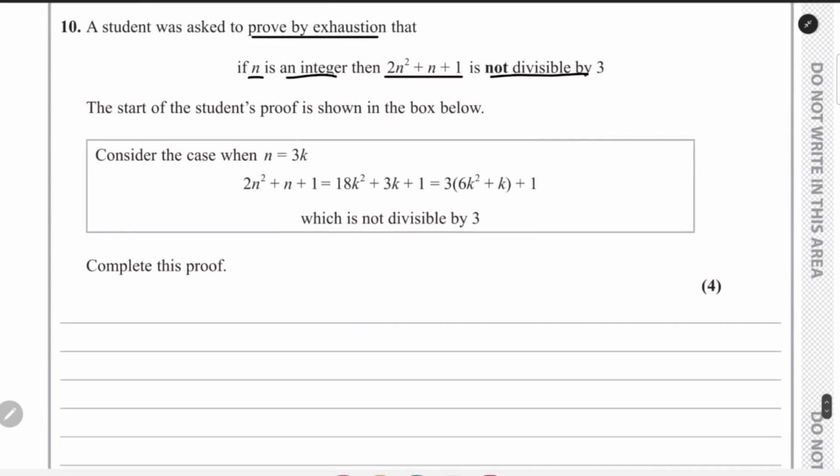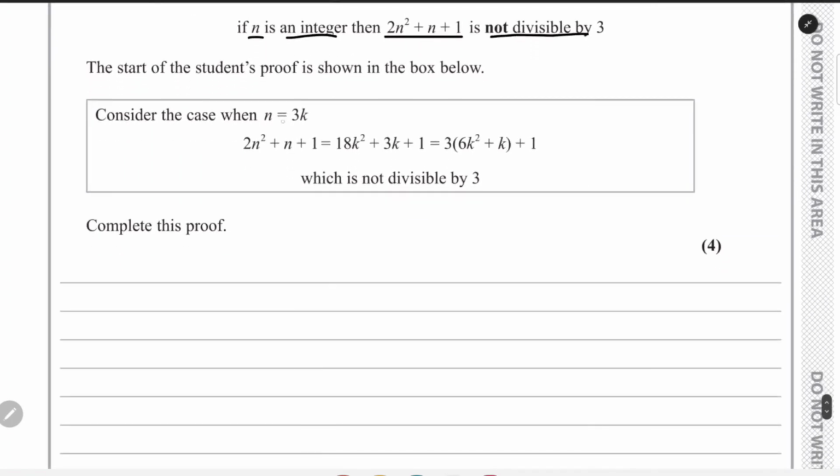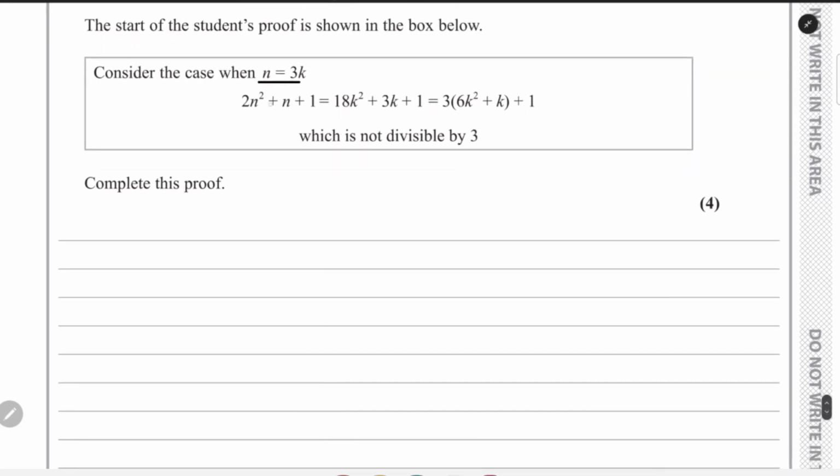This is what a student did. He considered the case where n is a multiple of 3. So we had 2n square plus n plus 1. We replaced it with 18k square plus 3k plus 1. We could take 3 times (6k square plus k) common out here, and we could show that this is not divisible by 3. Since this part is divisible by 3, if we add 1 to it, it will not remain divisible by 3.